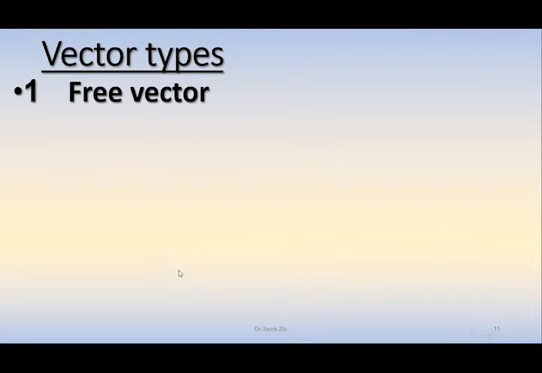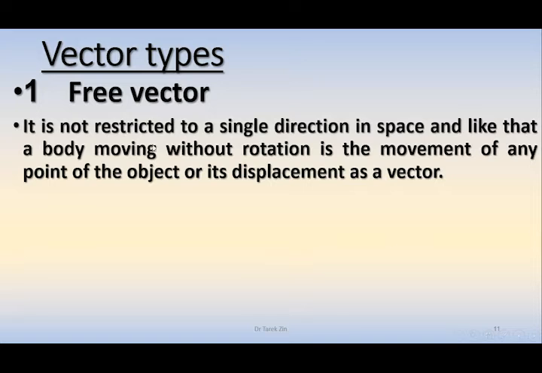Let's see this together. Vector types: we have three vector types. First one, the free vector, and that means it isn't restricted to a single direction in space, having so many directions, without rotation, where the movement of any point of that subject is displaced as vectors. So it is very free; you can't fix a place for it in space.